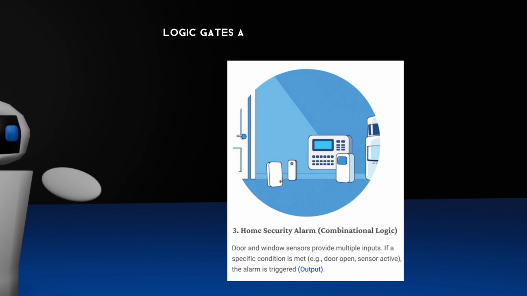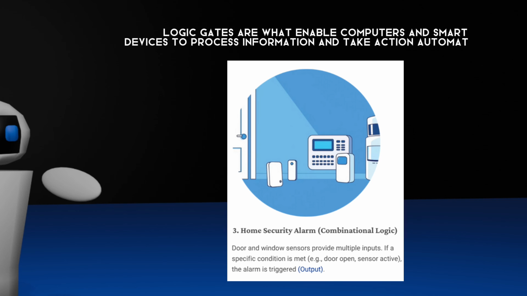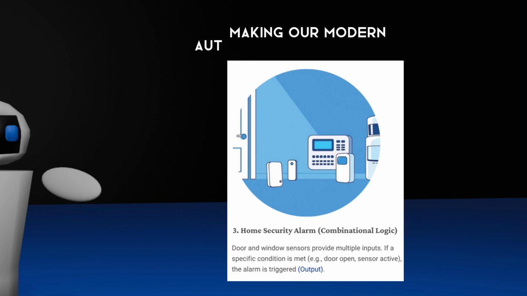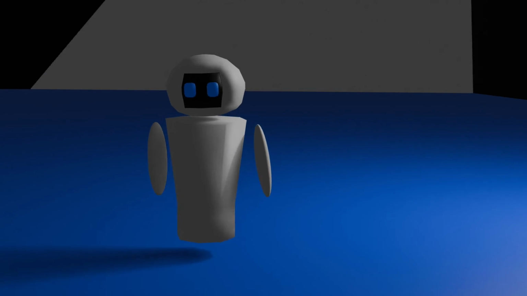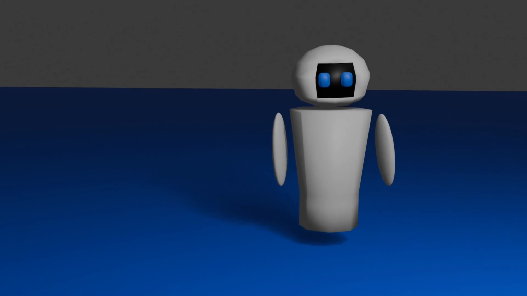Essentially, logic gates are what enable computers and smart devices to process information and take action automatically, making our modern, automated world possible. Now you know how computers think using logic. Don't forget, all smart systems start with simple logic.